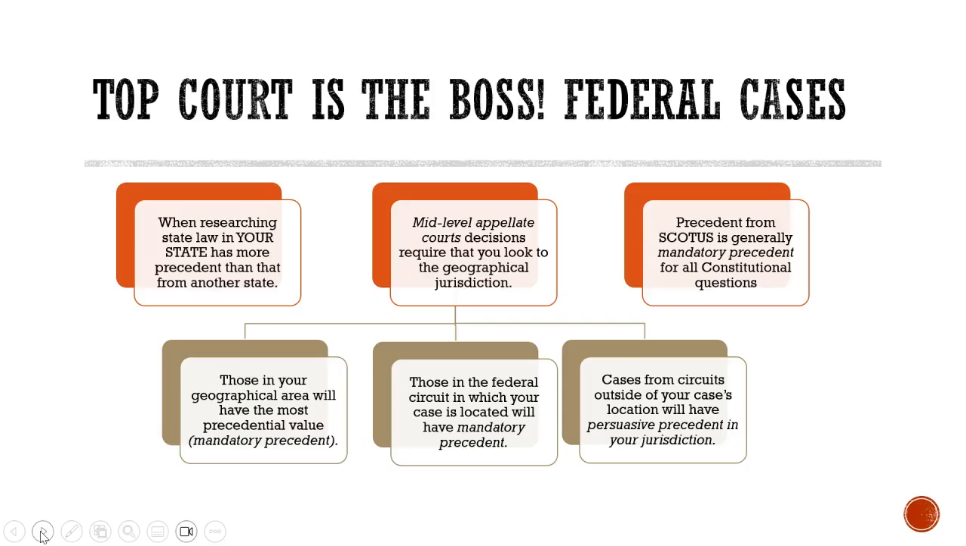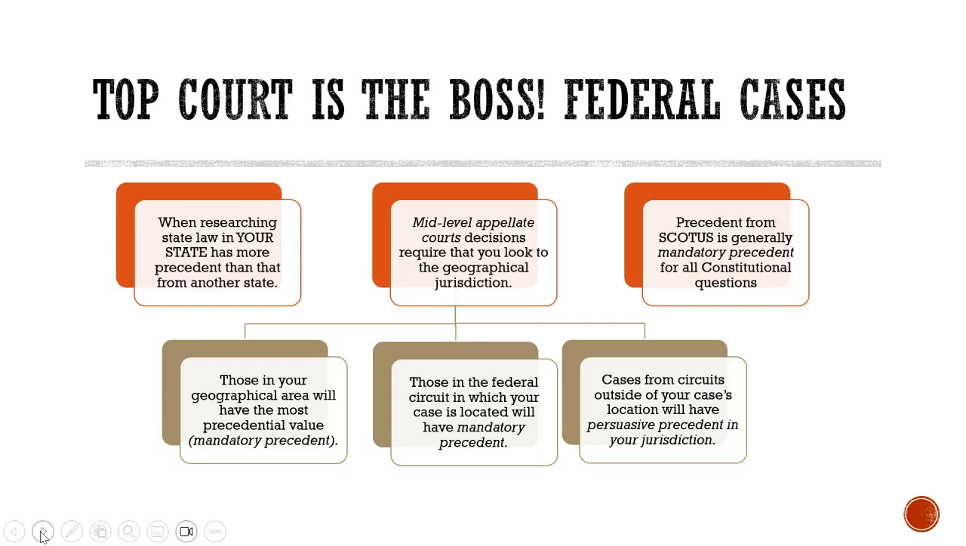And then mid-level appellate courts, their decisions require you to look at the geographical jurisdiction. What that means is those in your geographical area have the most precedential value. And of course, the higher the court within your geographical area, the more precedential value. It's a mandatory precedent. Those in the federal court circuit in which your case is located will have mandatory precedent also. The cases from outside the circuit where your case is located are only persuasive precedent in your jurisdiction.